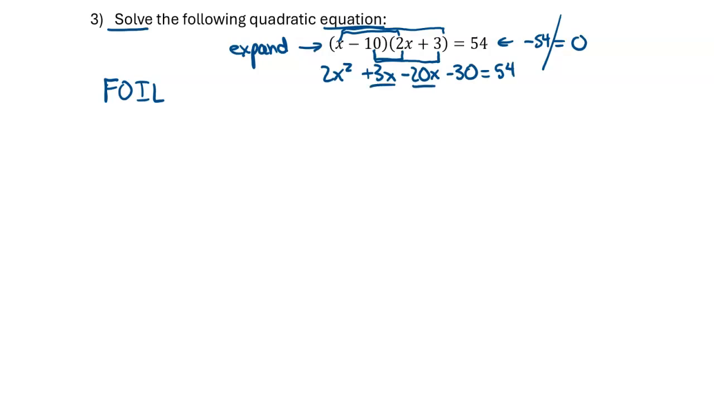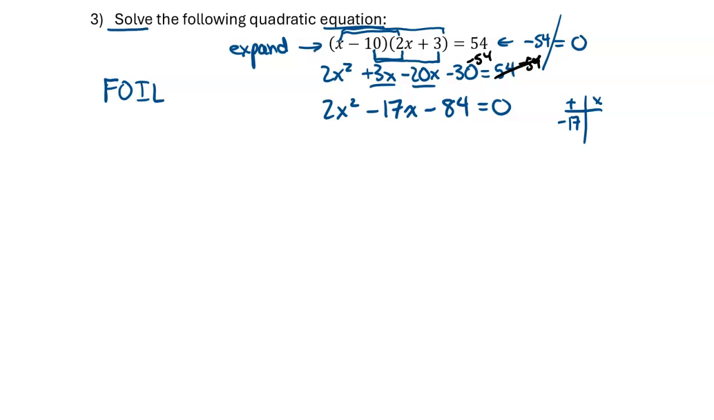Now to get that 54 to the other side, we're going to subtract 54 from both sides. Whatever you do to one side, you have to do the other. And we're also going to combine those like terms on the left. So we get 2x squared minus 17x minus 84 equals 0. So now it's in a form where we can solve it because it's equal to 0. But now we have to actually go ahead and factor again. Now we can't common factor here because we can't take a 2 out of 17.